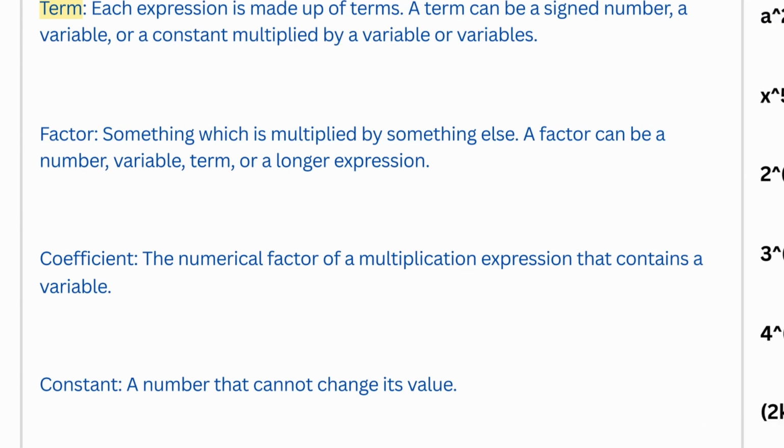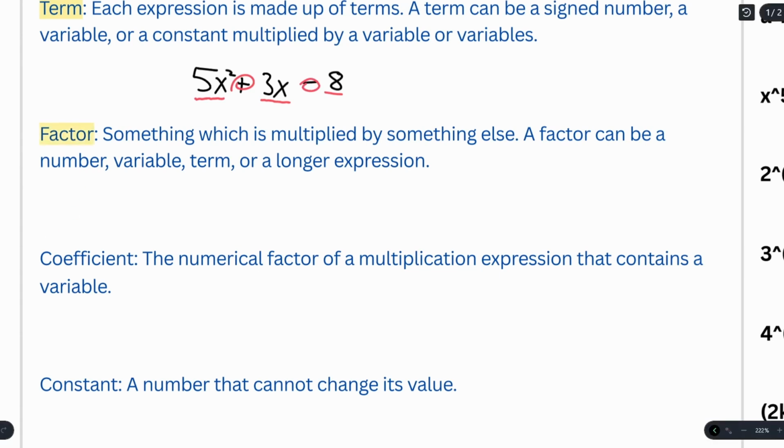Basically what this is saying is that, let's say we have an expression, 5x squared plus 3x minus 8. This whole thing is called an expression, and each expression is made up of terms. So this is the first term, this is the second term, and this is the third term. You don't need to necessarily number the terms, just know that each of these that are separated by a plus or a minus is a term.